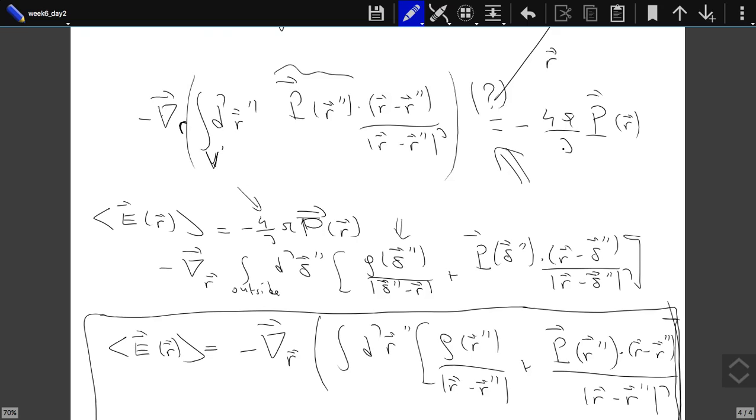Now, there is one catch. I made 2 mistakes, but at the end I obtained the correct results. The result is correct, nevertheless. The problem is, you see, I took this derivative, this gradient, out. There is a catch in taking that gradient out. The derivative is with respect to r, not with respect to r double prime, so I might be able to take it out, but v prime depends on r. As I change r, v prime changes, because v prime is a sphere located around r. So I shouldn't actually take that gradient out.